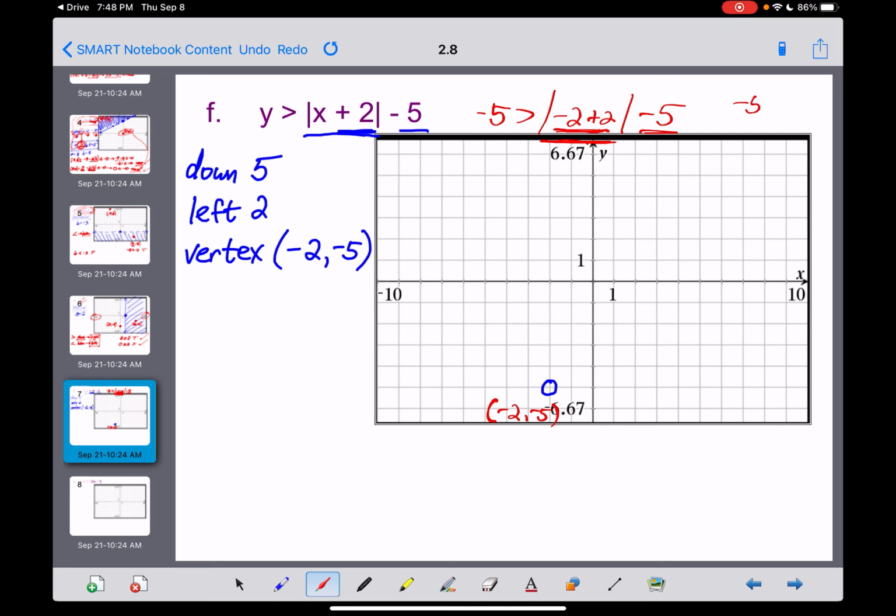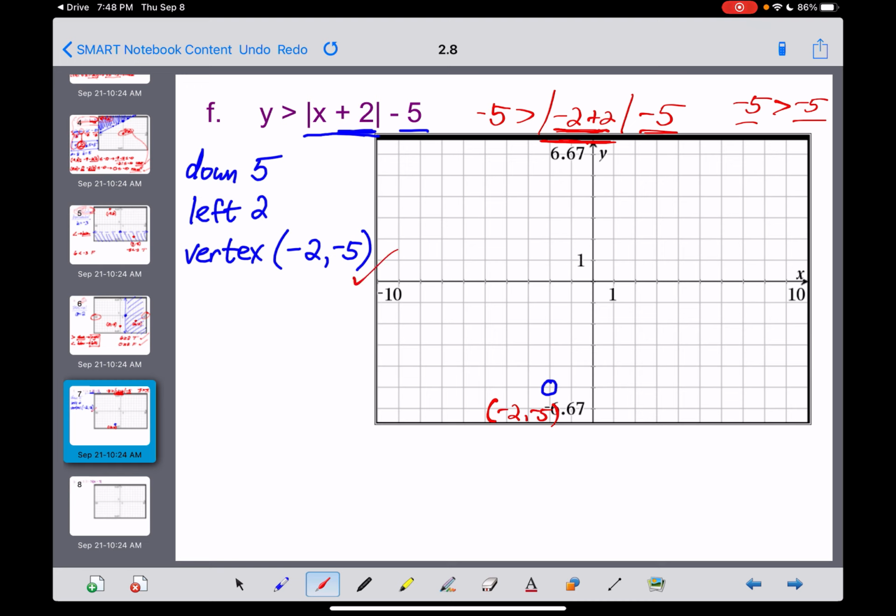So we get -5 is greater than -5. Now that's a false statement, but the fact that we got the same number on both sides tells me that we got the vertex correct. So I feel pretty good about that.